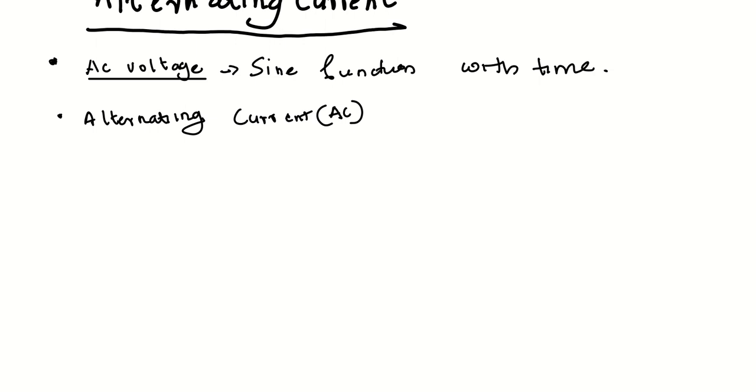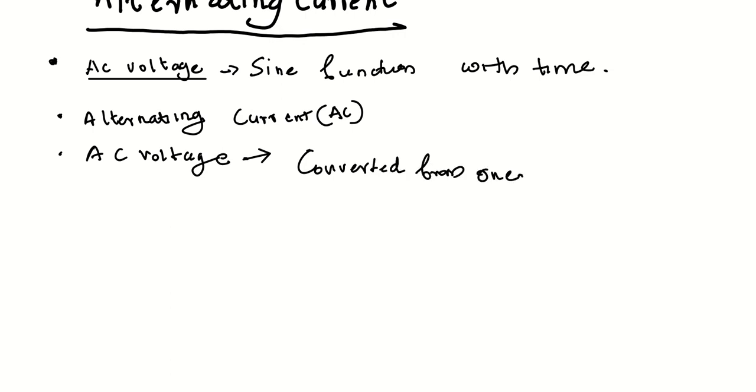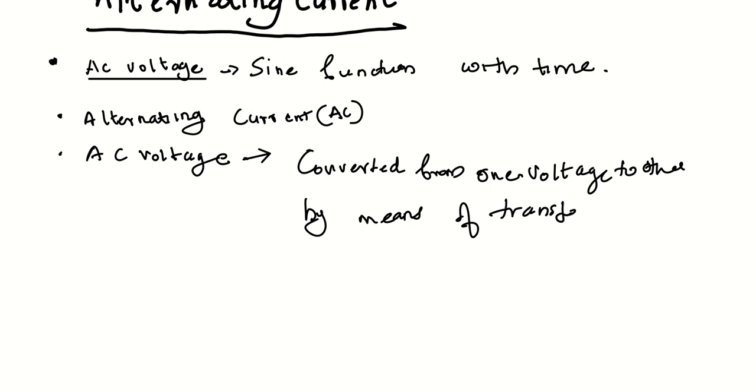So why is AC voltage more preferable? Because AC voltage can be easily and efficiently converted from one voltage to the other by means of a transformer. Do you understand this? Also, electrical energy can be transmitted economically over long distances.